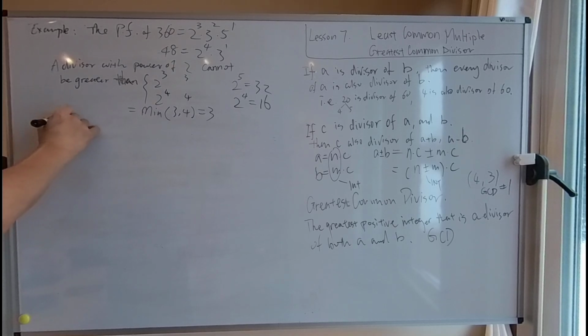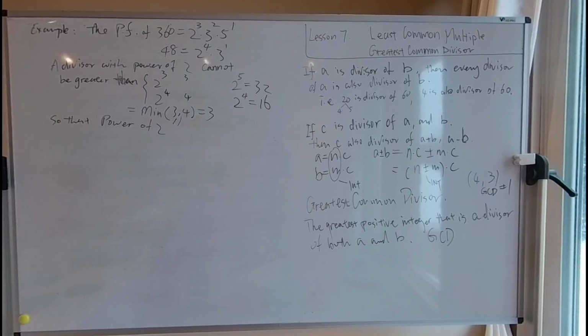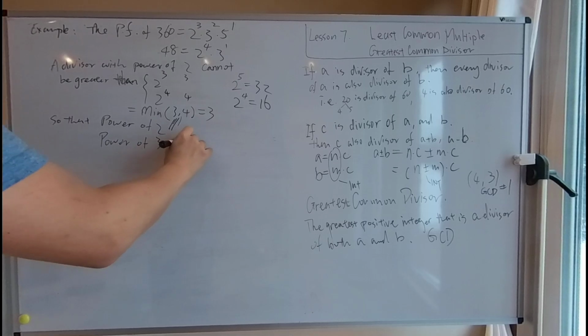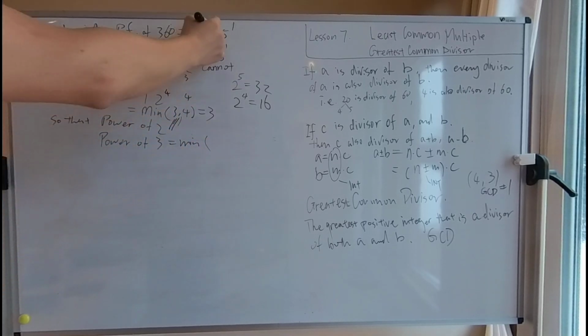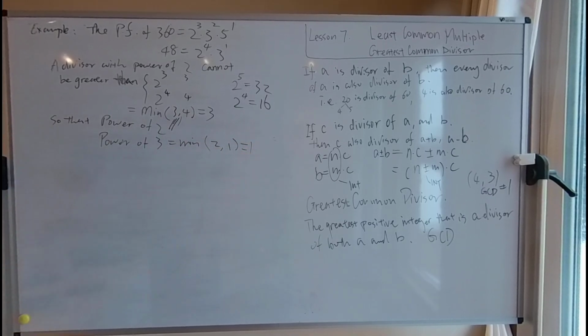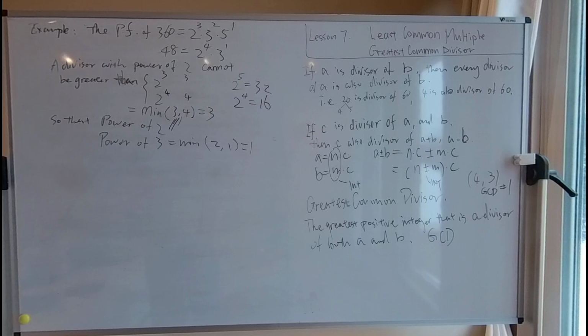Okay, so the power of 2 is this, and the power of 3 cannot be greater than 1. This is power of 2, this is 1, so it cannot be greater than 1. I'm always taking the smaller. Remember, different from the LCM, where I'm taking the maximum power, in GCD I'm taking the minimum power. That's the difference.